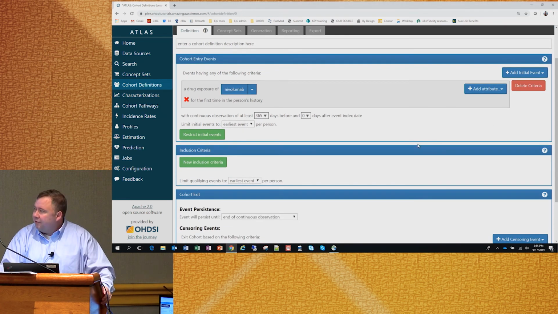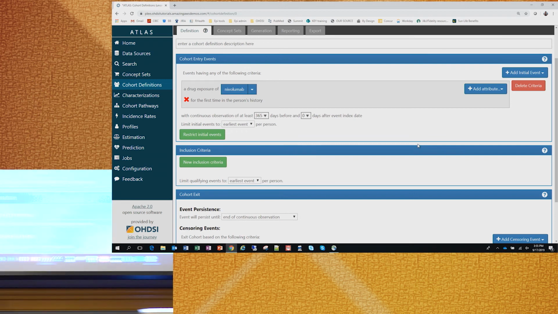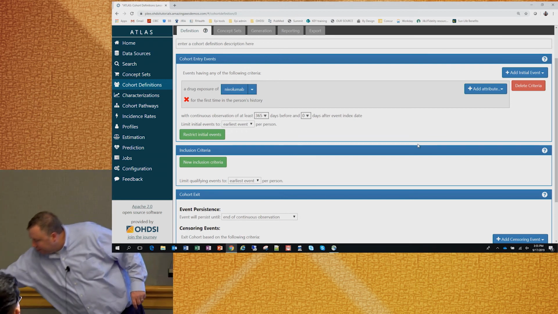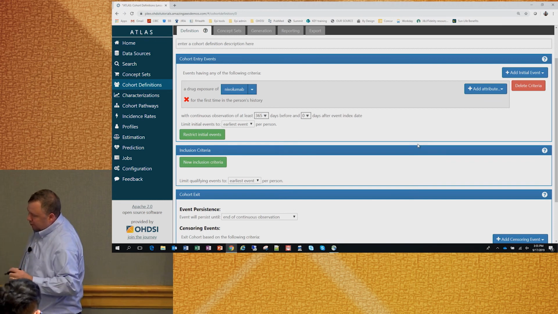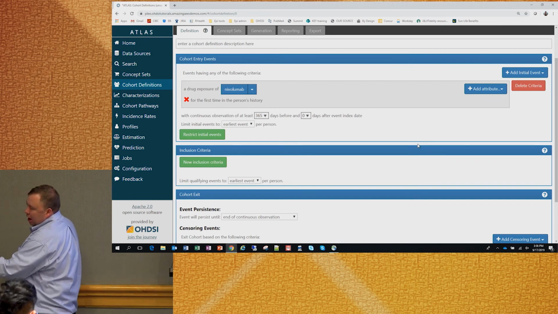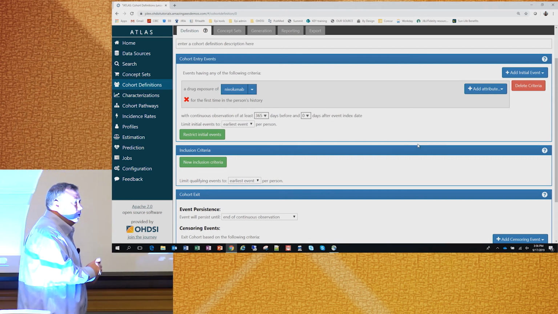And at that point, what I have done by creating that initial entry event is I have drawn this line in the sand. I've found my index date, which is nivolumab, and I've also accomplished setting my continuous observation. So those two things have now been done for us.